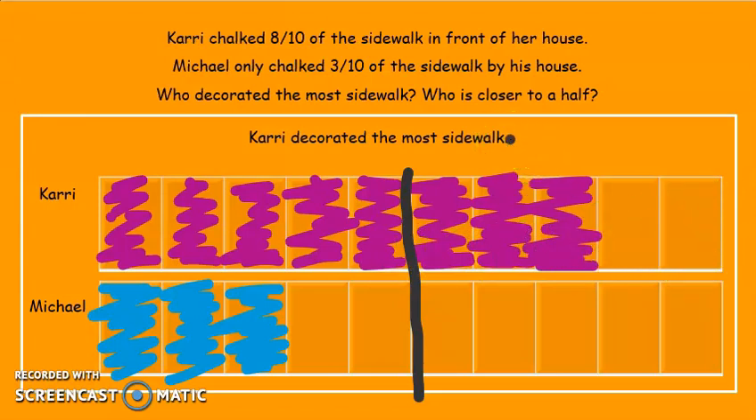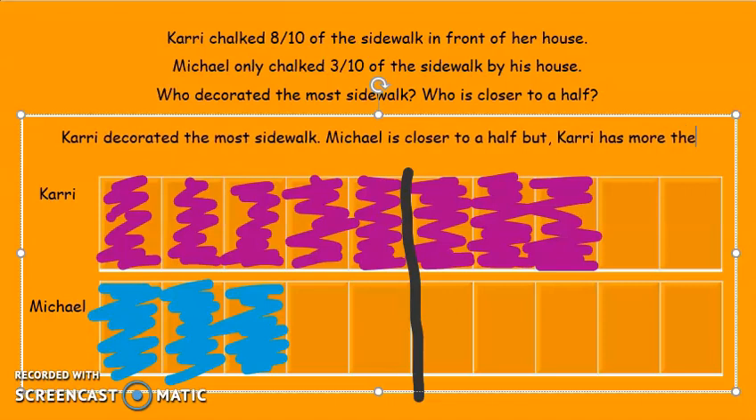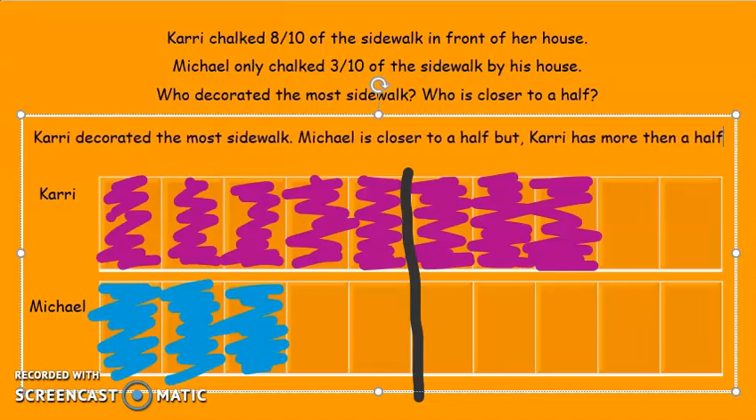So if I were explaining this, again, guys, I'm so sorry. I keep forgetting to switch back off my drawing tool. If I were explaining this, I would simply say, Michael is closer to a half, but Kari has more than a half.